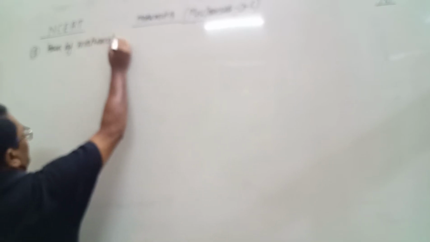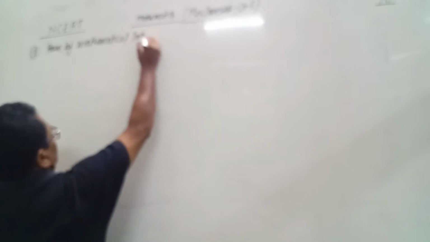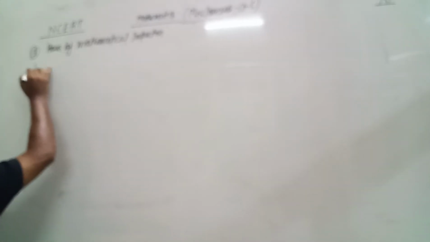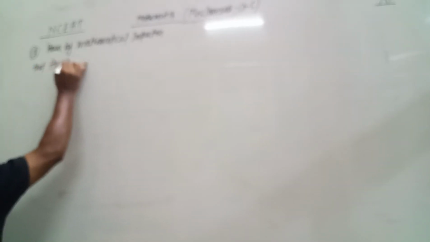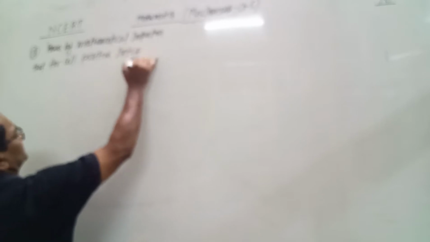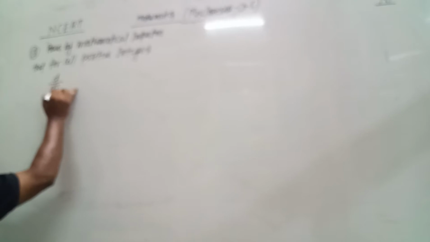Prove by mathematical induction that for all positive integers, d by dx of x raised to the power n is equal to n into x raised to the power n minus 1.